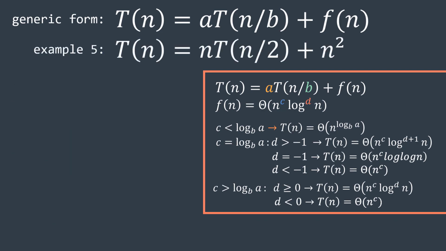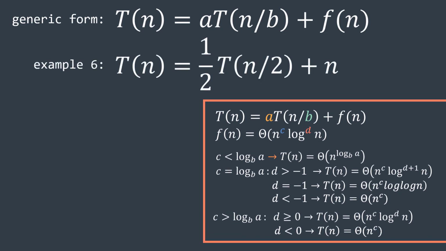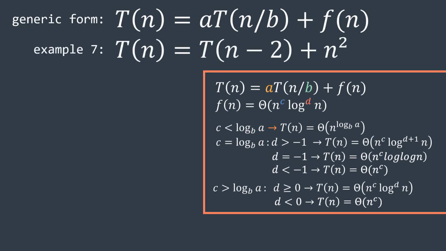Example number 5, here a is not a constant, so we can't apply the Master theorem. Example number 6, here a is smaller than 1, we can't have less than 1 subproblem, so we can't apply the Master theorem. Example number 7, here the recurrence relation doesn't follow the required generic form, so we can't apply the Master theorem.